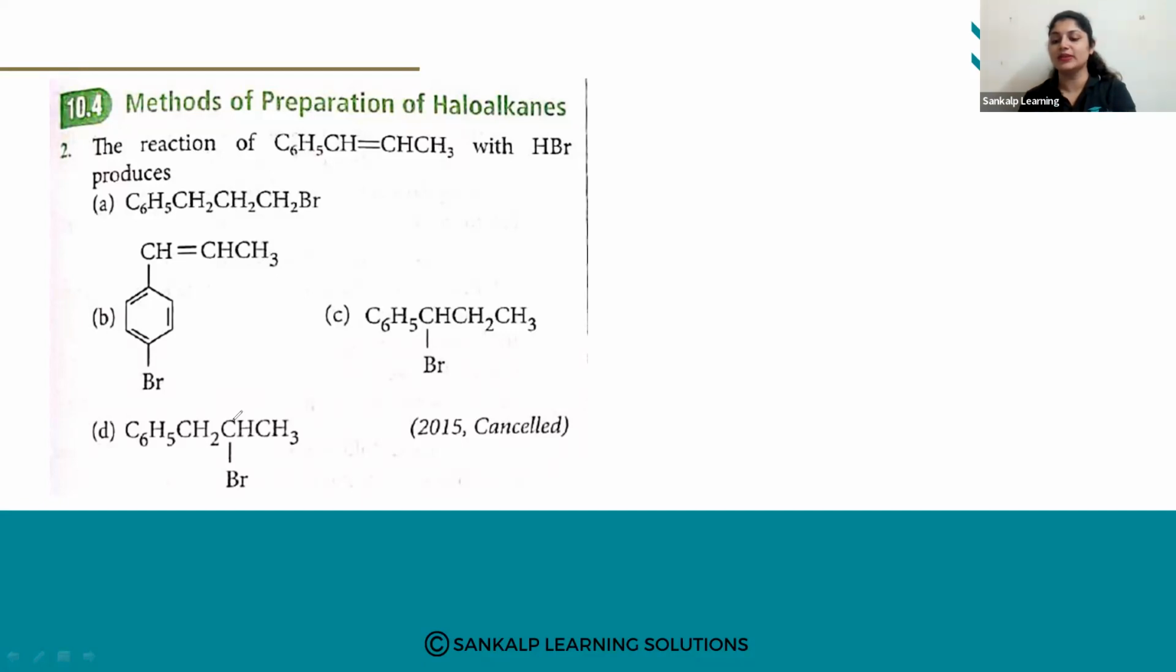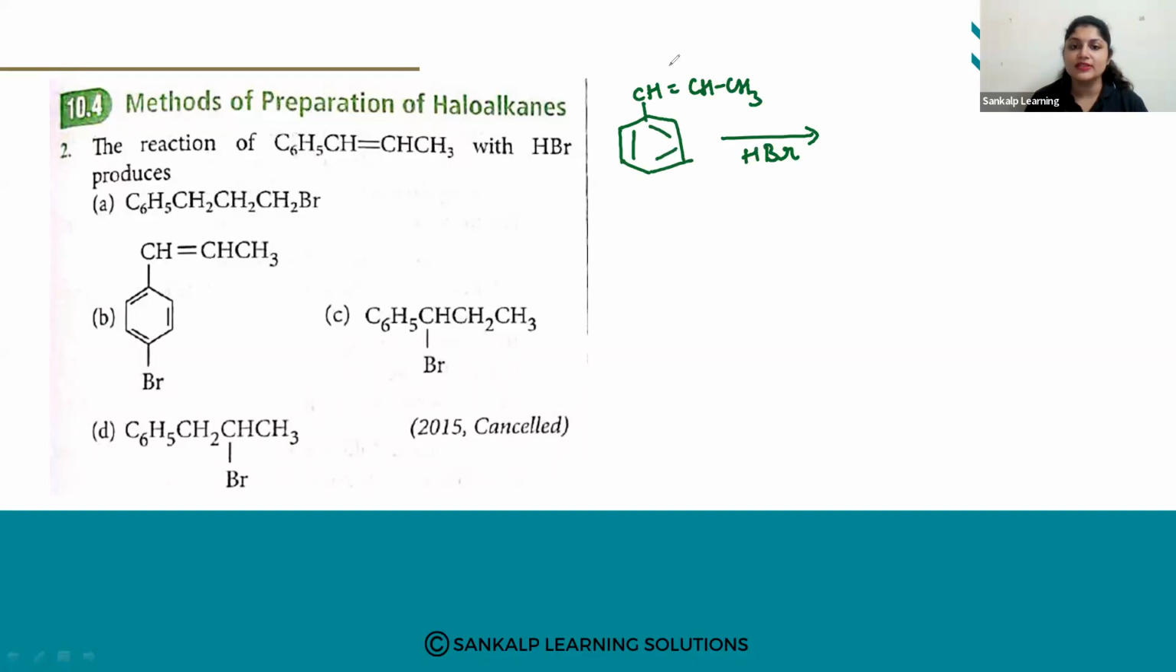This is based on methods of preparation. So we'll first see the reaction. A benzene ring is there. C6H5 is nothing but a benzene ring with CH=CH3. So it is reacting with HBr.